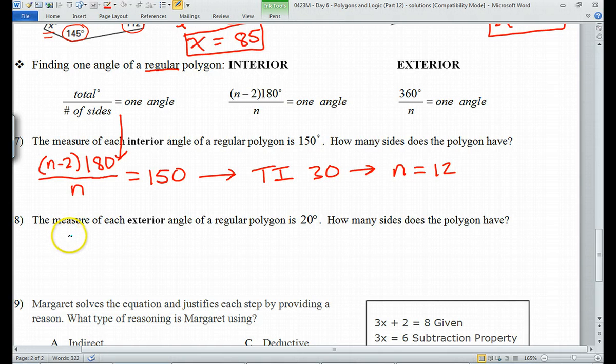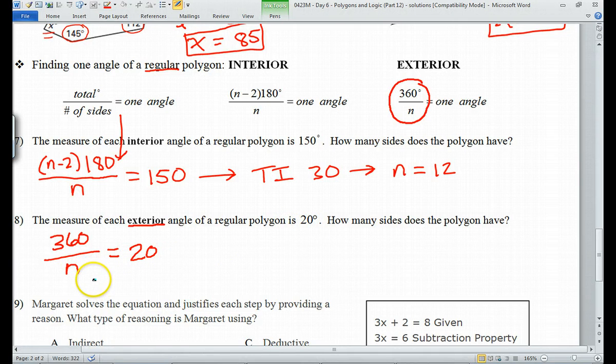Number 8 is going to be a little simpler. Because we're dealing with exterior angles, we're still doing the total divided by the number of sides should give us one angle, but the total is just 360. So 360 divided by the number of sides should equal the one angle that we're given. Each angle is 20.